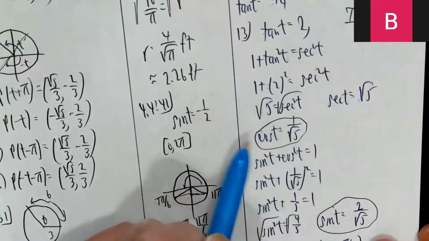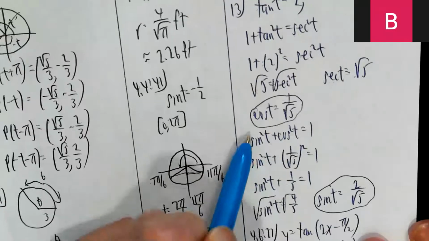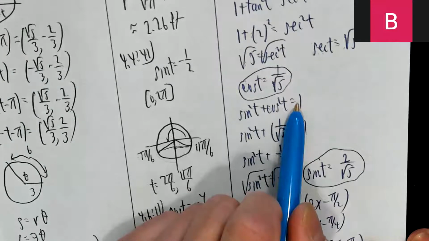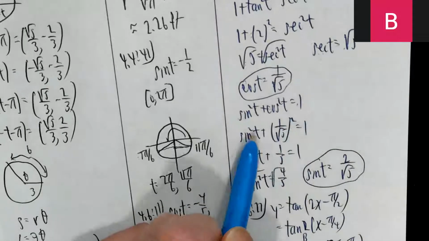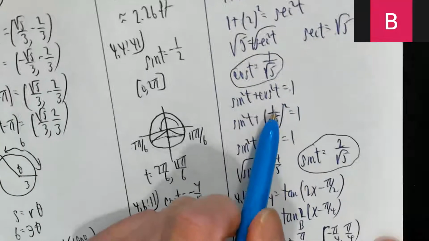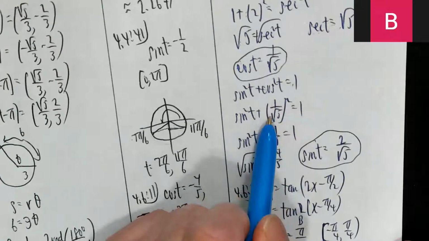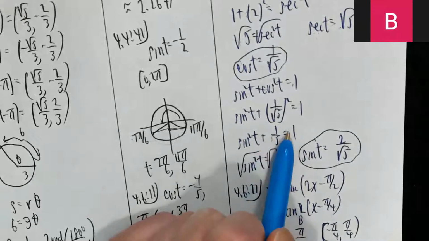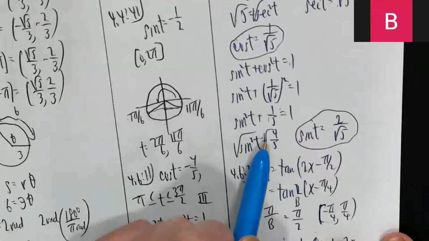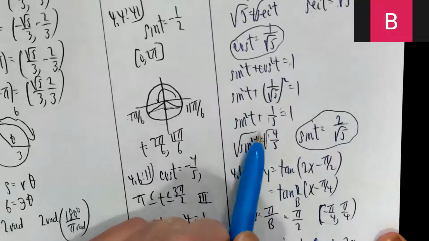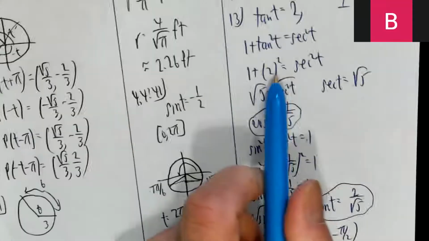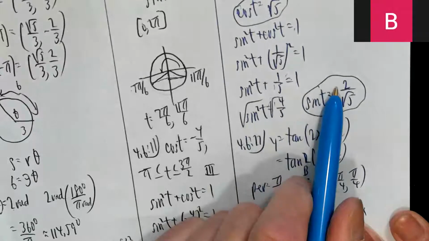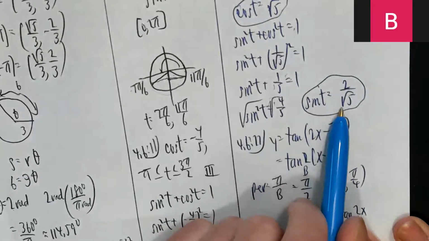And of course, once I have that, you can always find the sine. Sine squared of t plus cosine squared of t is equal to 1. Sine squared t plus 1 over radical 5 squared equals 1. 1 over radical 5 squared is 1/5. Subtract 1/5. 1 minus 1/5 is 4/5. Square root. I'm in quadrant 1, so no need for the negative. Square root of 4 is 2. So sine of t is 2 over radical 5.